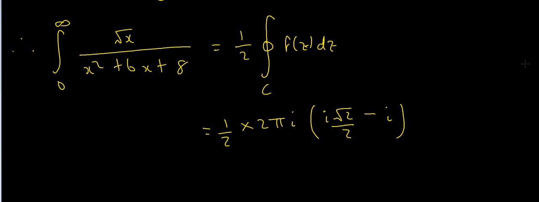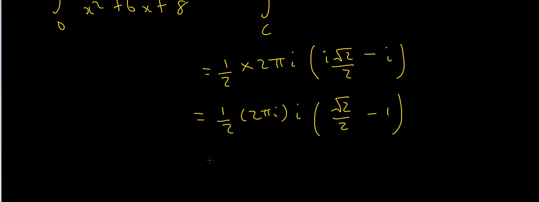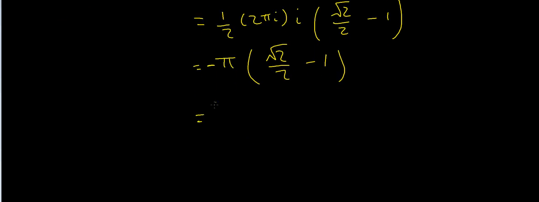Well, now I've got a factor of i outside and a factor of i inside the bracket, so that's just 1/2 times 2 pi i times i times (root 2 over 2 minus 1). Well, a half times 2 is just 1, so that's pi. i times i is minus 1, so I've got a minus sign here, and the terms inside the brackets just remain exactly the same. And if I want to neaten things up a bit, I could take the minus sign inside the brackets and say that that's equal to pi times (1 minus root 2 over 2).